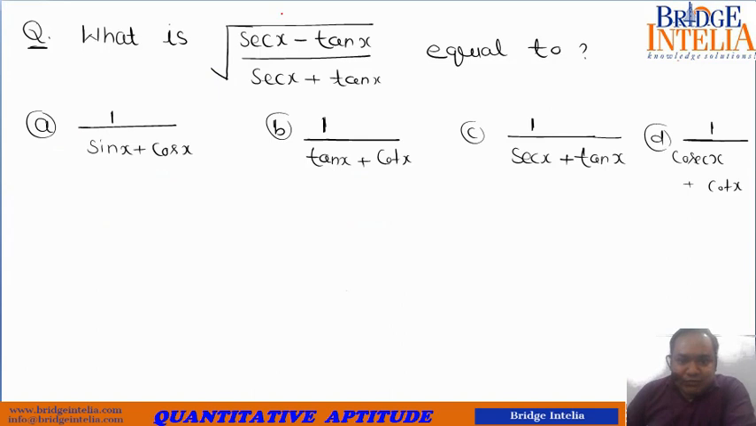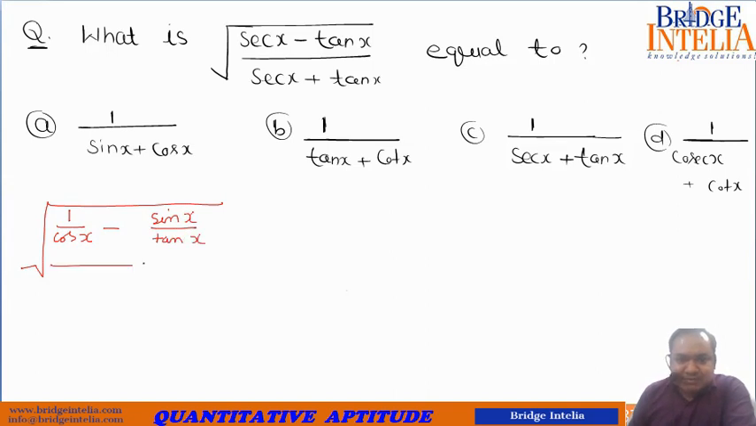So we have to find the modified value, or we have to transform this equation, and see which of the 4 options it transforms to. So how do we go about it? We can express sec x in terms of cos x and tan x in terms of sin x and cos x. So let's do that. The expression that is given can be rewritten as: sec x can be written as 1 by cos x. Similarly, tan x can be written as sin x by cos x.